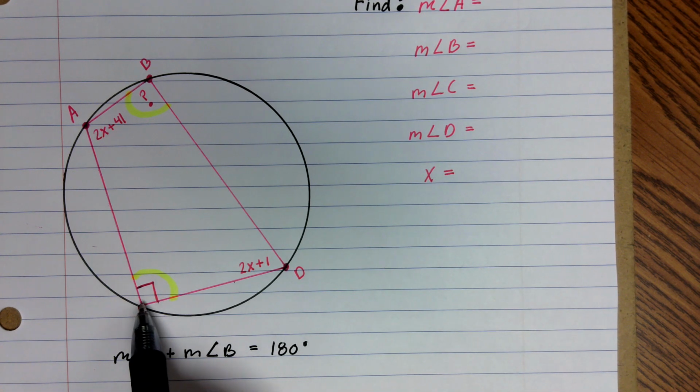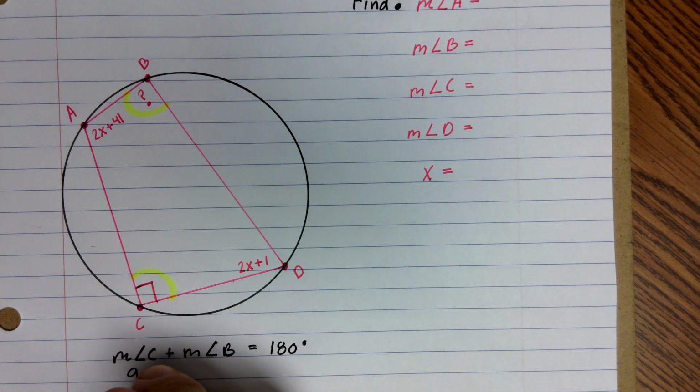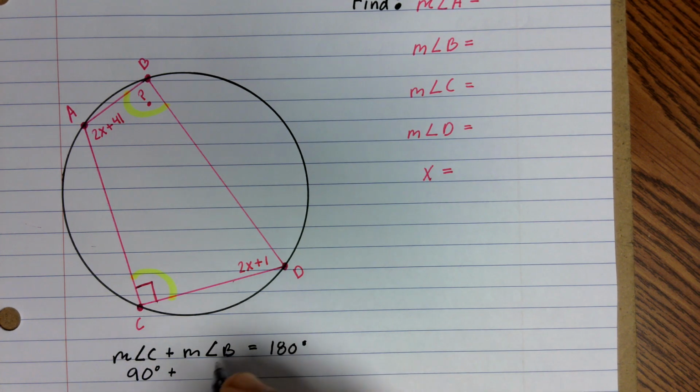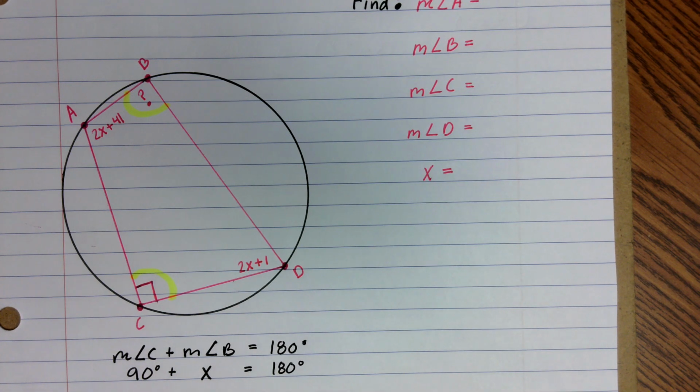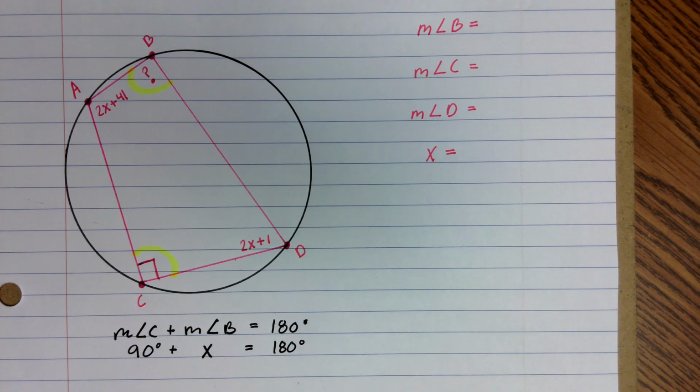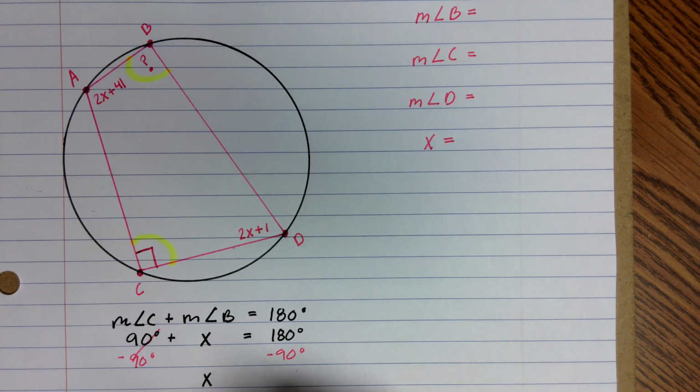So I'm simply going to put in here what I know. I know C is 90 degrees because it has this right angle here. So C is 90 degrees, plus, and I'm just going to put an X for angle B because we don't know what it is, and that's equal to 180 degrees. And so therefore at this point I can use inverse operations to go ahead and solve this. So all I have to do is subtract 90 degrees from both sides. That cancels, and I end up with X is equal to 90 degrees.